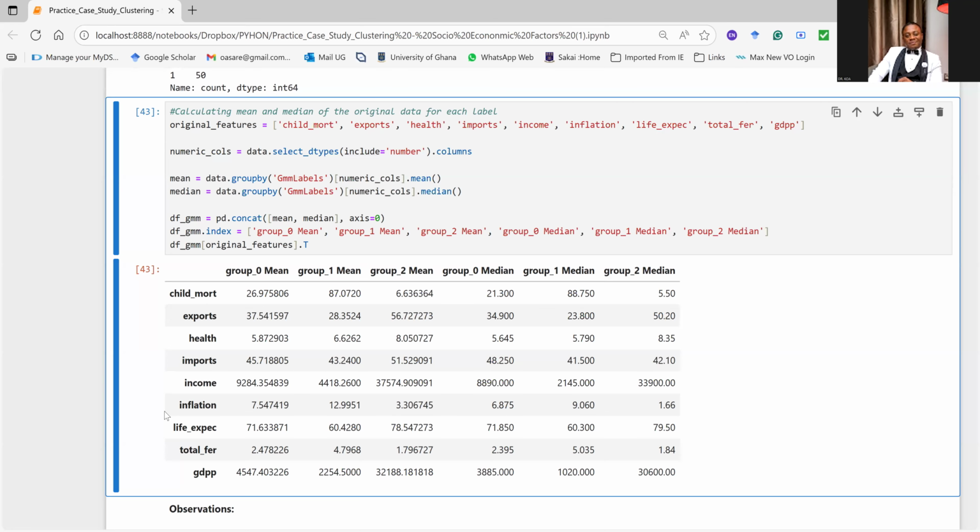And what do you see here? Let's take GDP, for example. So you can see that group 2, the mean is 32,000. And then group 0, group 1, the mean is 2,000. So it appears that group 2 is leading here. Remember, the Gaussian measure appears to be agreeing with the K-means that we found. Of course, we are all dealing with a normal distribution. So it wouldn't be so surprising.